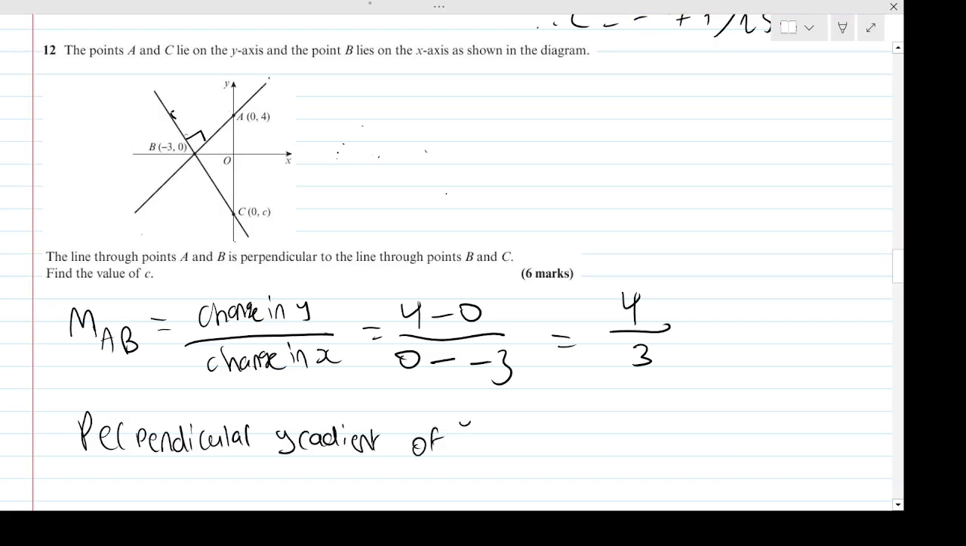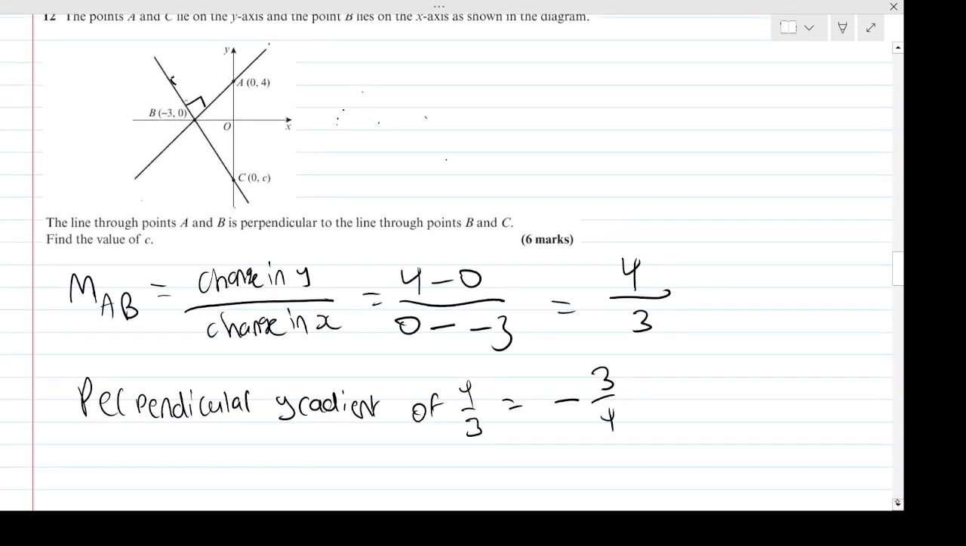of 4/3, well, it's a negative reciprocal. So let's take the reciprocal. Again, reciprocal just means flip the fraction. So do 3 over 4, then minus it, okay? So it's minus 3/4. Well, then that means the gradient of BC is equal to minus 3/4, as that would be the gradient of the line BC here, which again we're told is perpendicular to the other line passing through AB. Okay, cool.